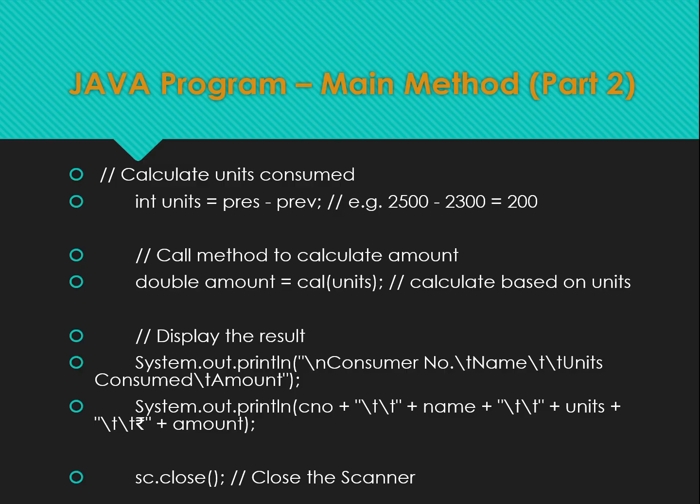This method returns the total bill amount based on the slab-wise rate structure. After calculating the amount, we print a formatted output that displays the consumer number, name, units consumed, and the amount to be paid. The tabular display ensures clarity and easy readability for the user. Finally, we close the scanner object to prevent any resource leakage and to follow good programming practices. With this, the program execution is complete.